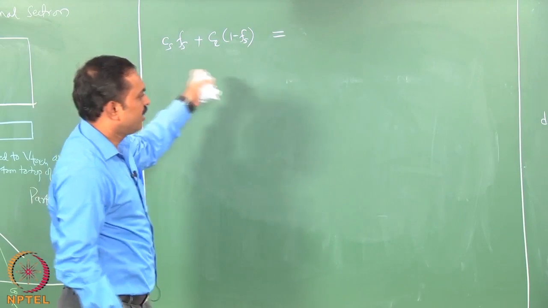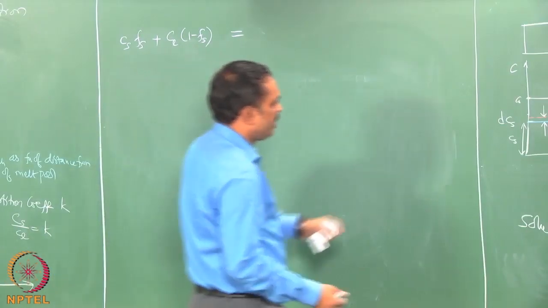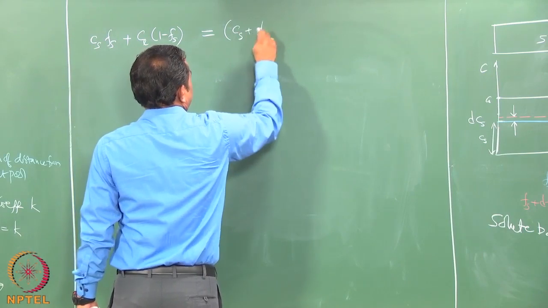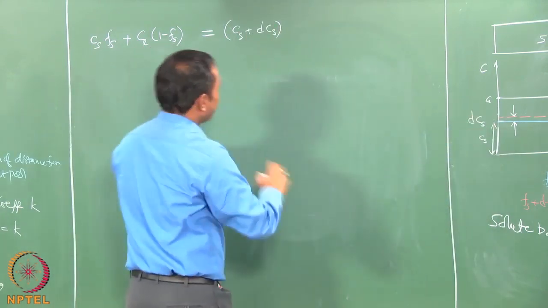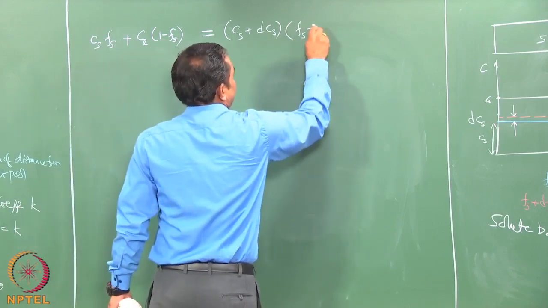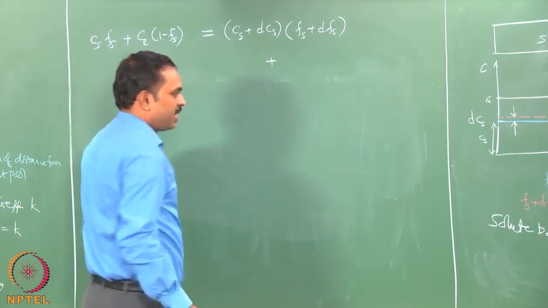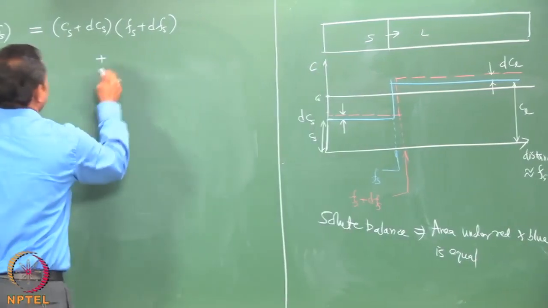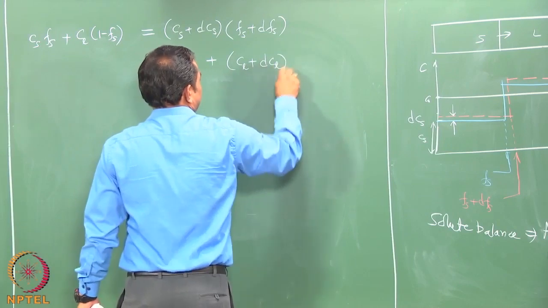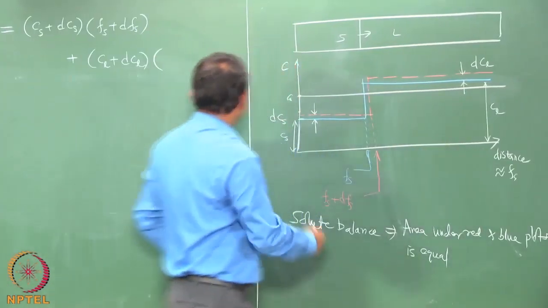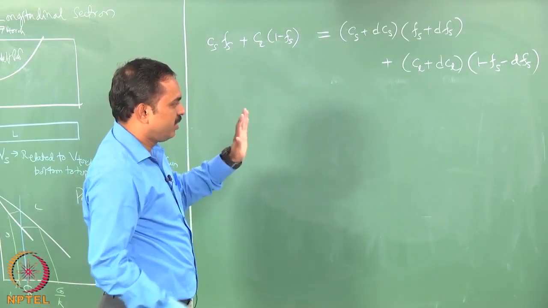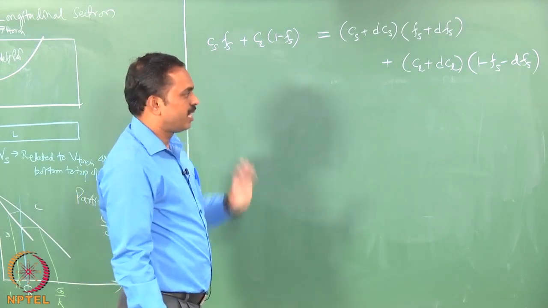This is the area under the blue, and the area under the red is going to be having the height slightly more, and that would be written as CS plus DCS, that is a slightly increased composition, and that has solidified up to FS plus DFS, plus the area under the red curve here would be having the height slightly increased. So CL plus DCL into the length has actually shrunk a little bit, and that can be written as 1 minus FS minus DFS. Okay. So these two areas being same implies that when you multiply with the uniform cross sectional area, then actually solute balance is being applied.